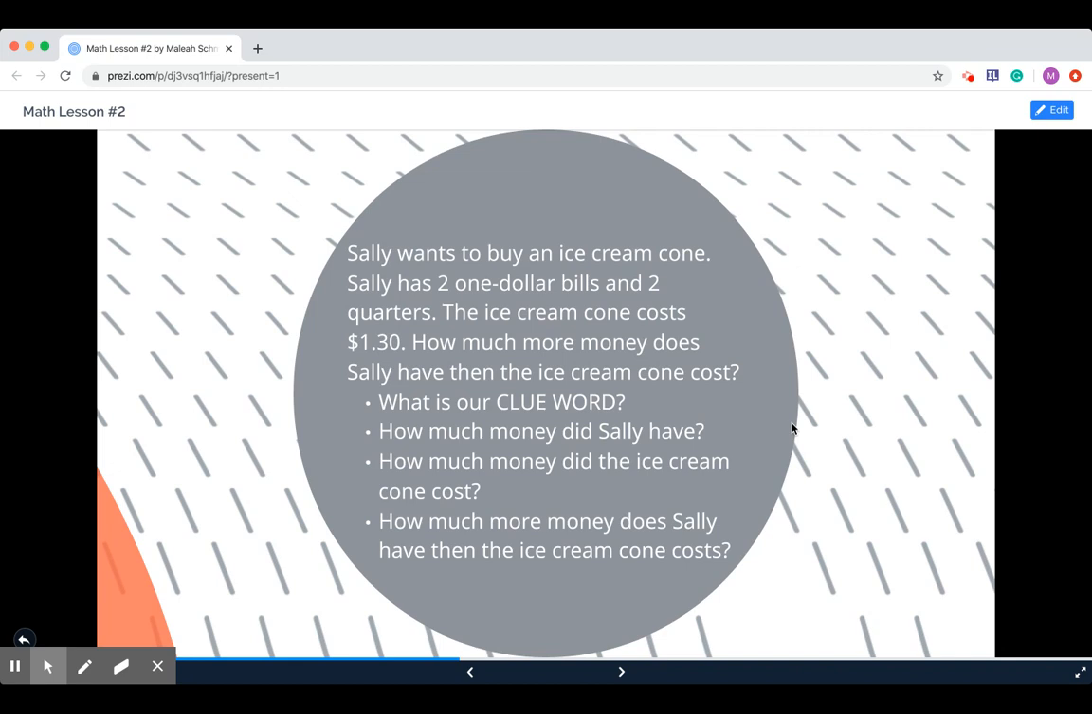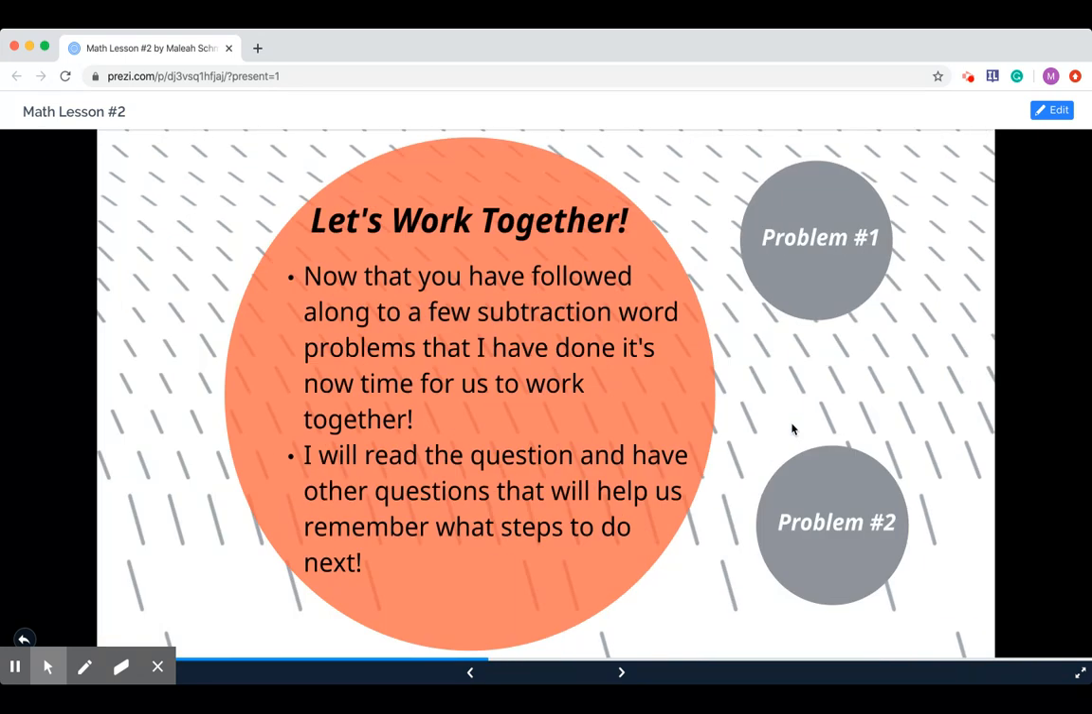So how much money did the ice cream cone cost again? We're going to look back up in our problem. We see the ice cream cone costs $1.30. Now we're going to figure out how much more money Sally has than the ice cream cone costs. So you're going to subtract: take Sally's total, $2.50, and subtract $1.30 from it. $2.50 minus $1.30 will give you how much more money Sally has than the ice cream costs. Oh, Sally has $1.20 more than the ice cream costs.